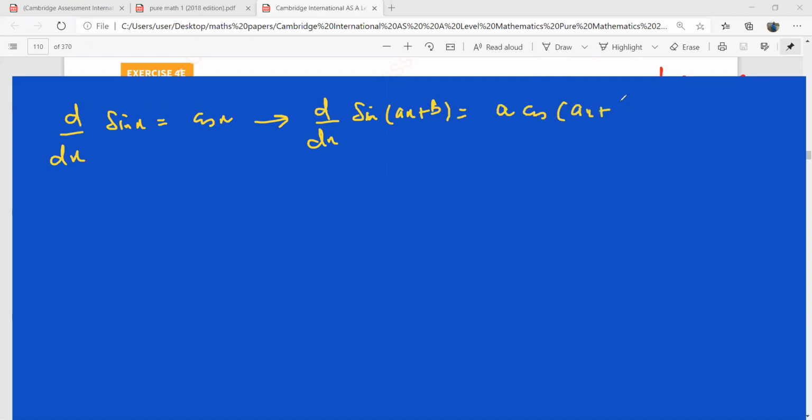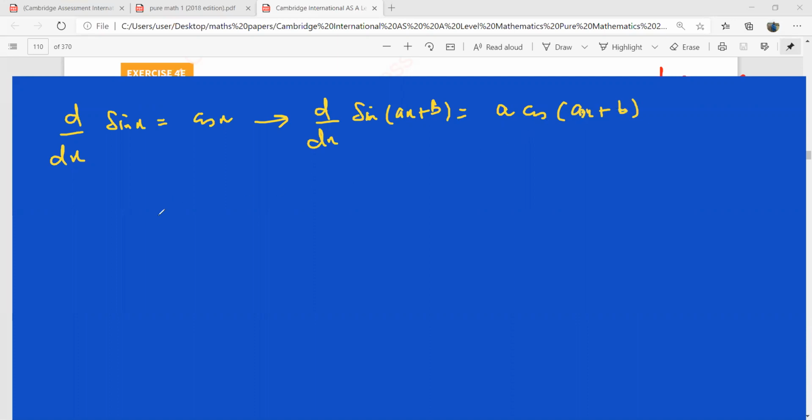Now we started by saying that d by dx of sine x is cos x. Then we said, if we have to differentiate sine of ax plus b, that would be a cos of ax plus b. Remember, don't ever do anything with the angle when you're writing from sine to cos or from tan to secant square or from cos to minus sine. The angle remains as it is.